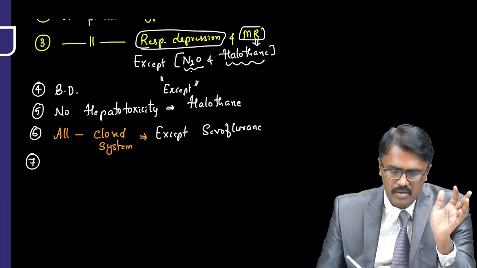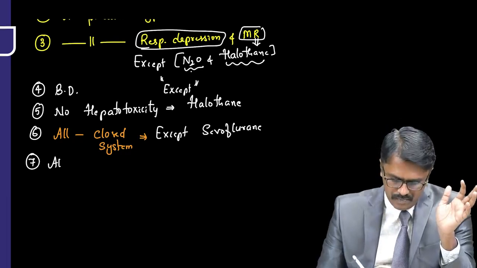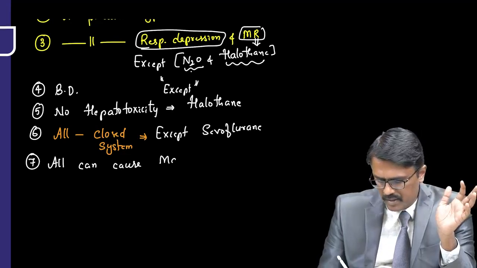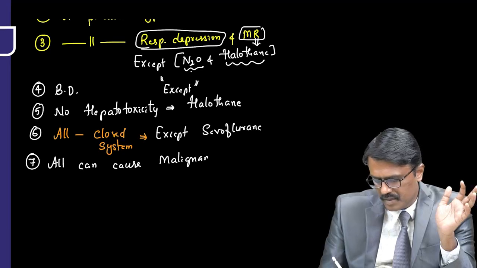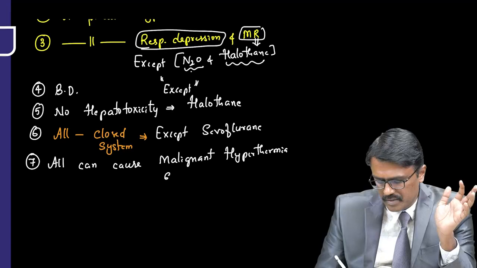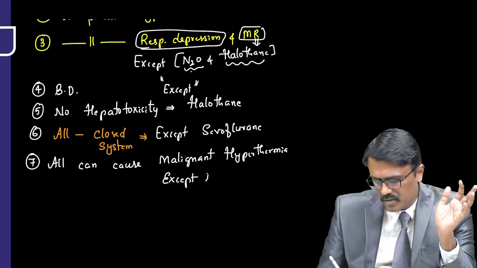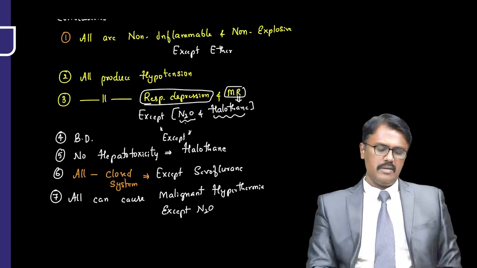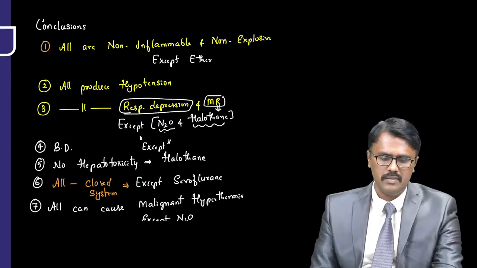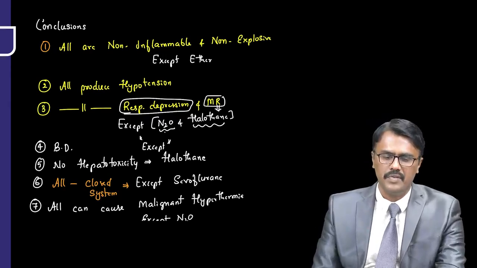Number seven, all can cause malignant hyperthermia. I told you inhaled anesthetics can cause malignant hyperthermia except nitrous oxide. So everything has been concluded here. Okay, so please go through this. Very, very important. Some of the preferred ones I will just write for you. Preferred.